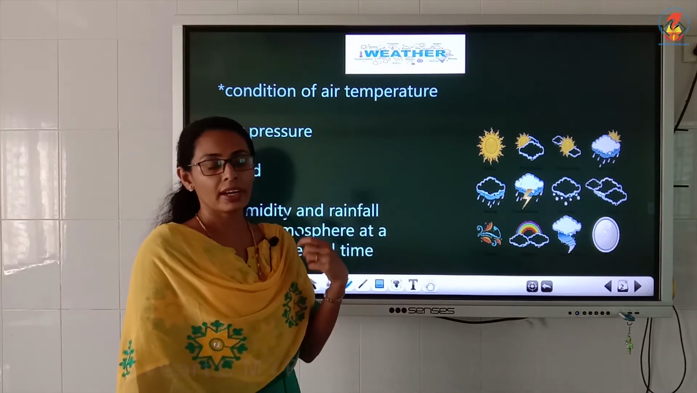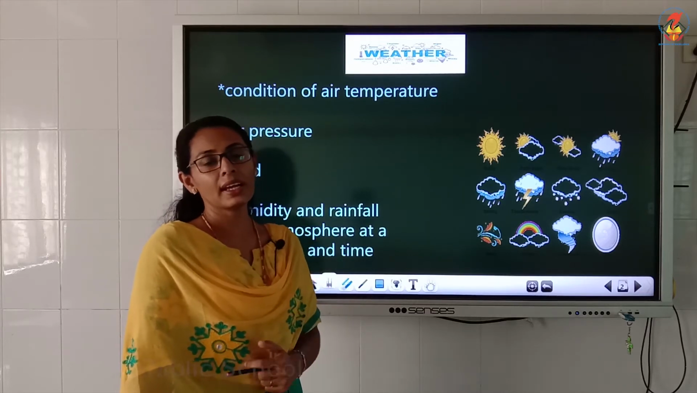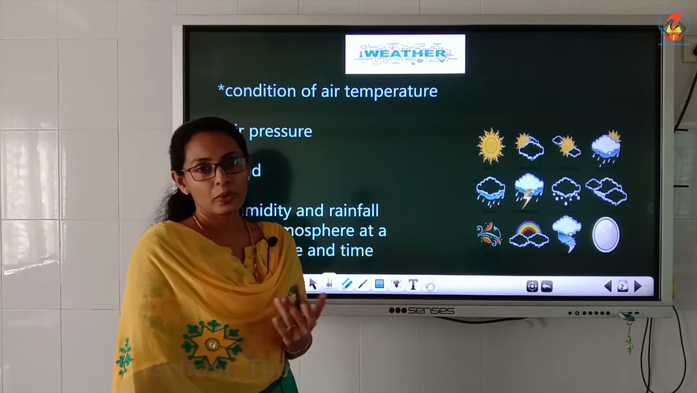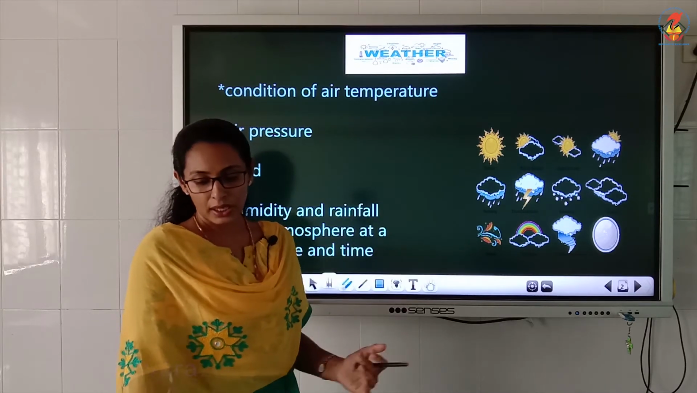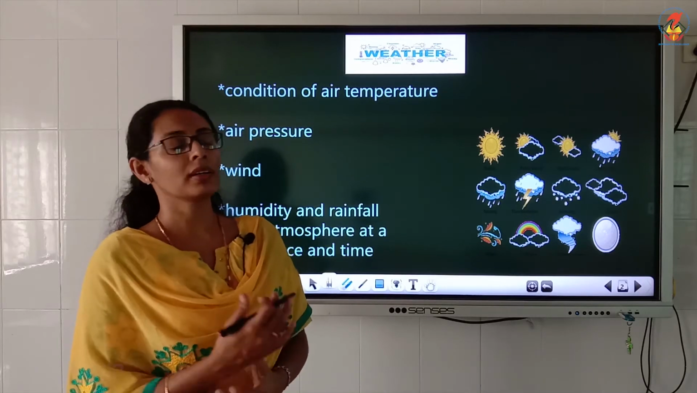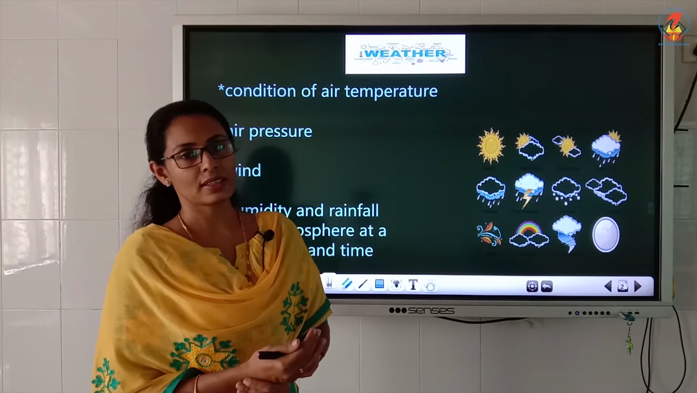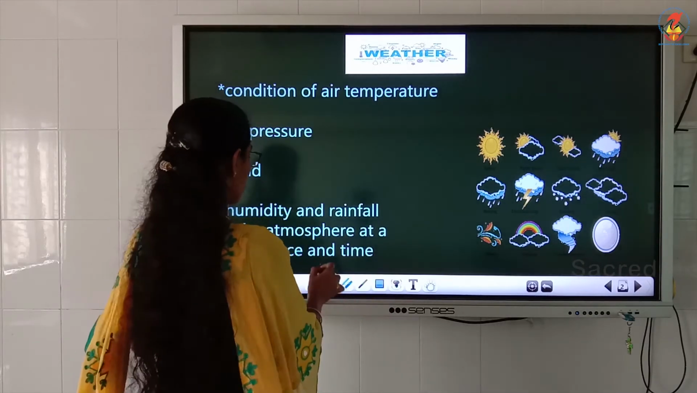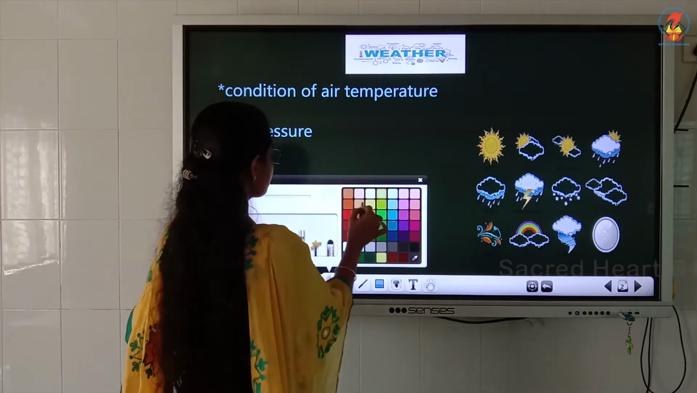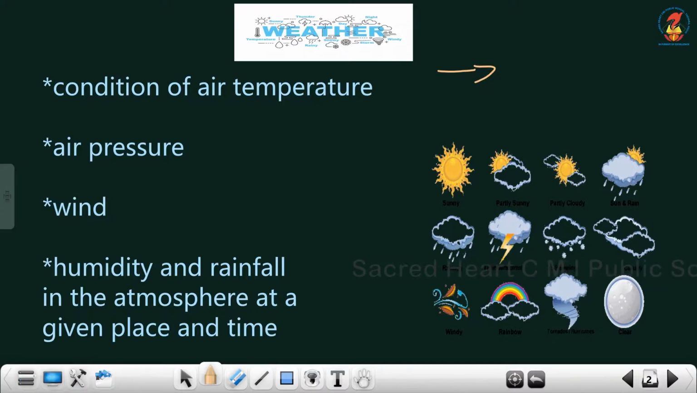Understood children? And weather always changes daily. Even in a day it is changing. Children, so this is known as weather. Understood? Then another important point is that weather causes the seasons. Because of weather changing we have different types of seasons. Because of these weather conditions it forms different types.